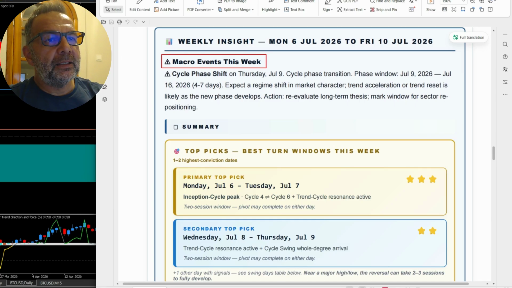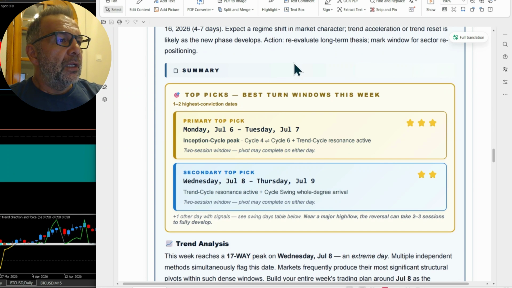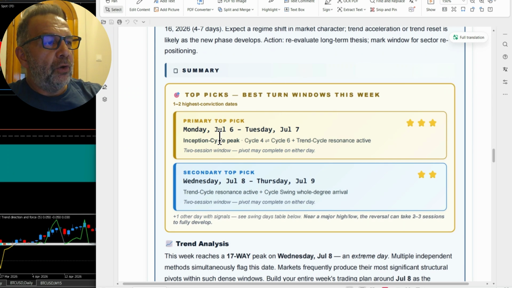And then let's take a look at the summary. Now the top picks for this week: we've got Monday, Tuesday for 3 stars, and Wednesday, July 8, 9, 2 stars. So what is it telling me here? Let's take a look. Monday and Tuesday, I've got an inception cycle week, cycle 4, cycle 6, trend, cycle, resonance, active.